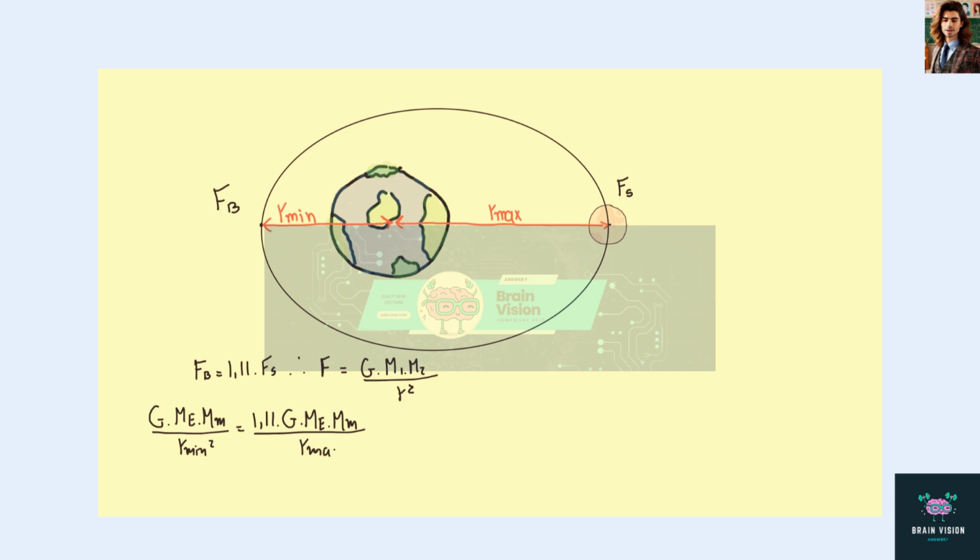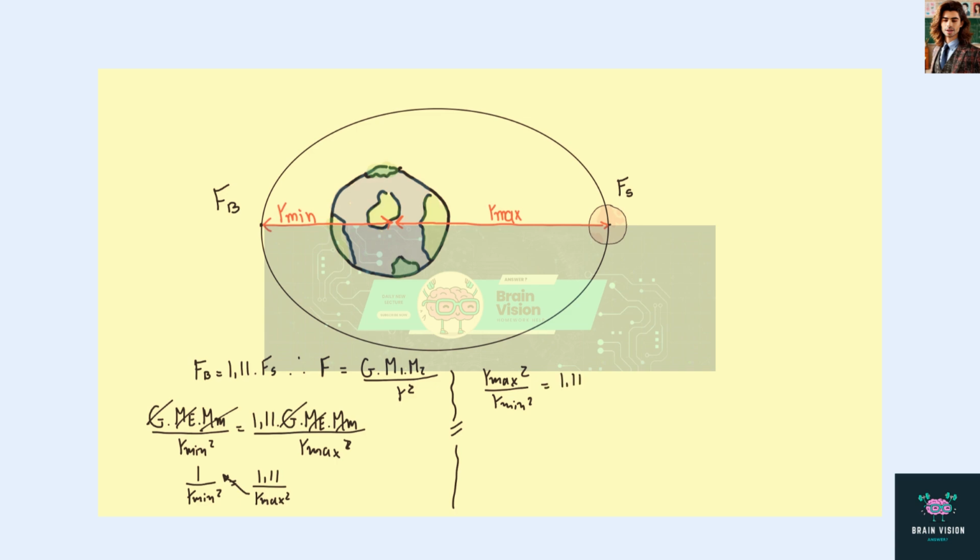Note that there are a lot of common terms on both sides, so we have a lot of simplifications. G is the same, the mass of the Earth is the same, and the mass of the moon is the same. So we are left with the following. 1 divided by the minimum radius squared is equal to 1.11 divided by the maximum radius squared. Then we can send the maximum radius squared to the other side, multiplying, to get r max squared divided by r min squared is equal to 1.11.